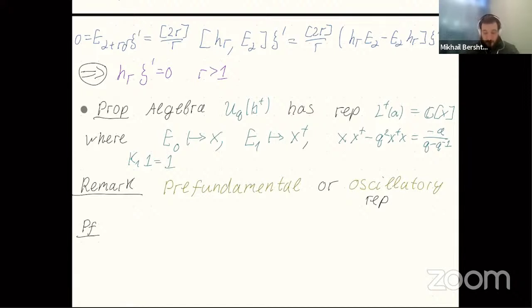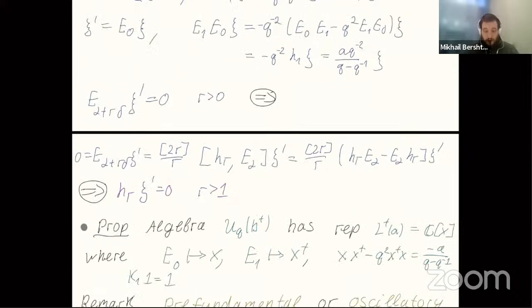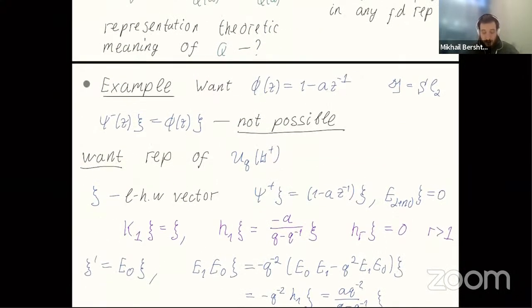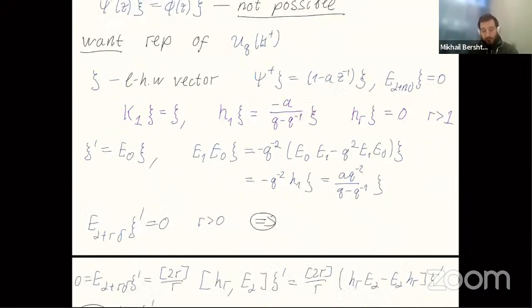The origin of the name, I hope, is clear. It's called oscillatory because these generators X and X dagger are some sort of Q oscillators. And fundamental because its L highest weight, for fundamental representations, is given by a ratio of two such functions, with one factor in the numerator and one in the denominator. And this is even more fundamental than fundamental representations, so this is why it's called prefundamental.